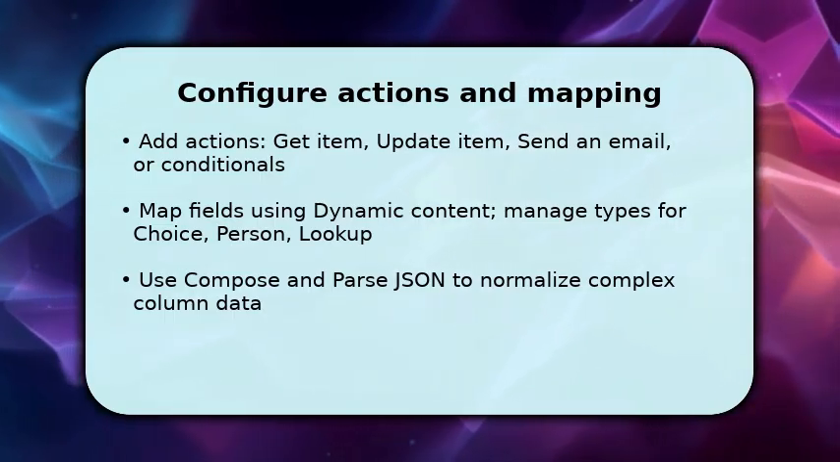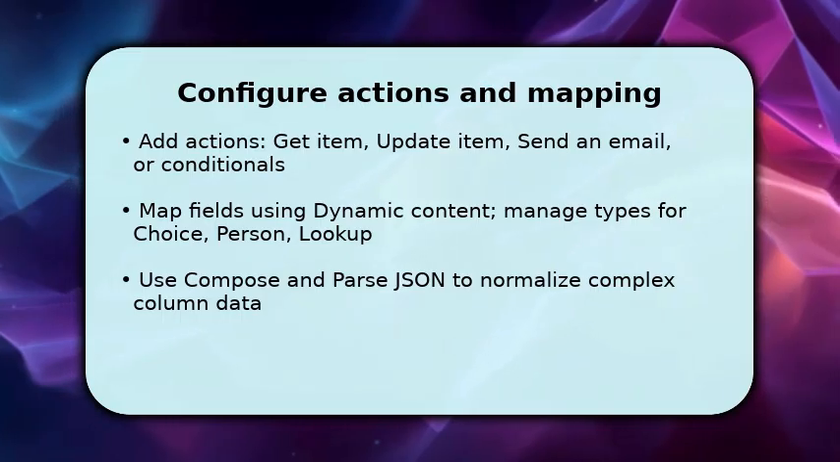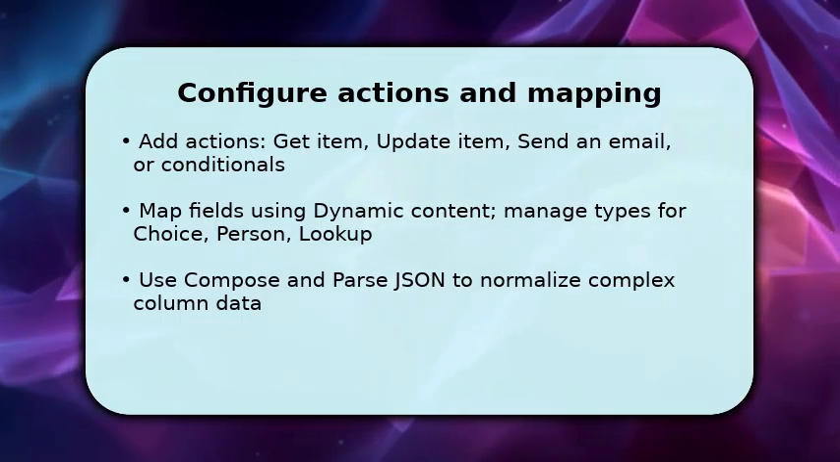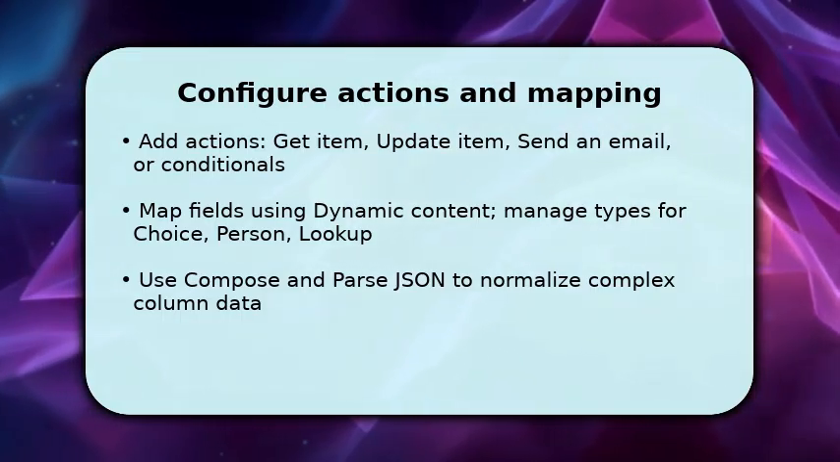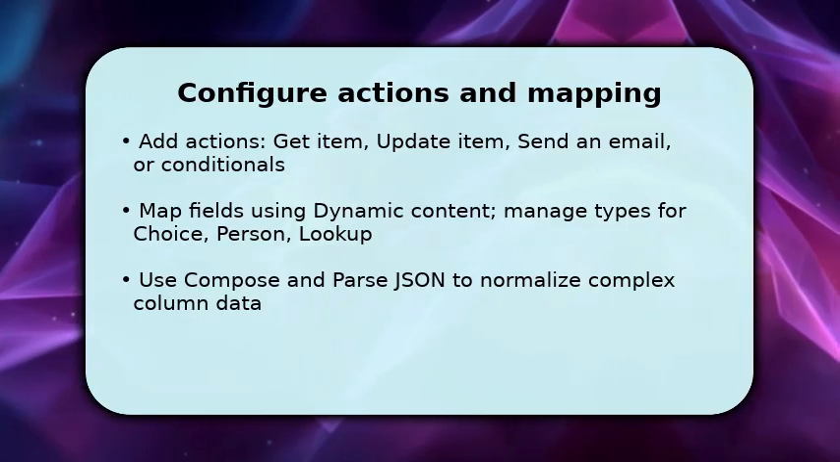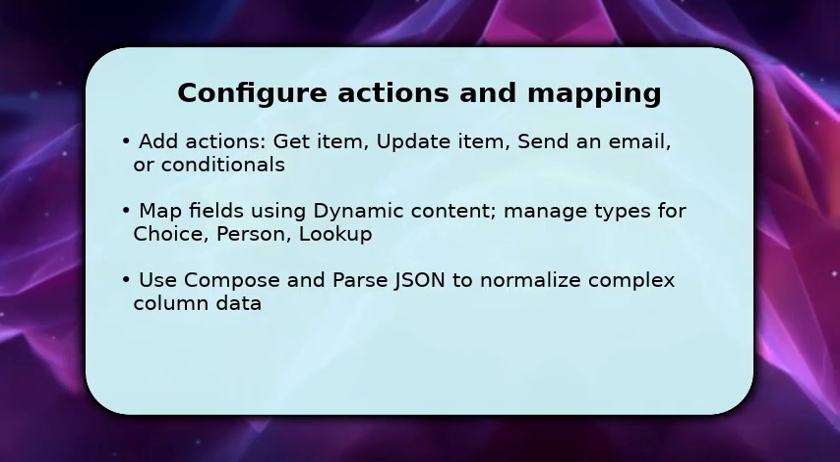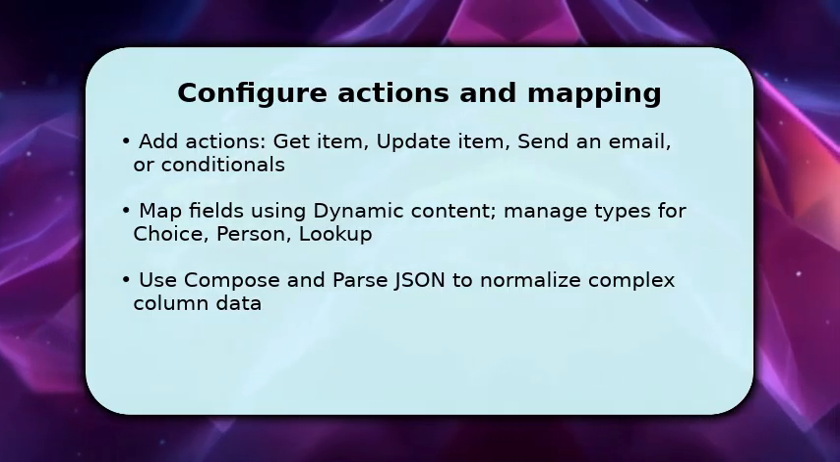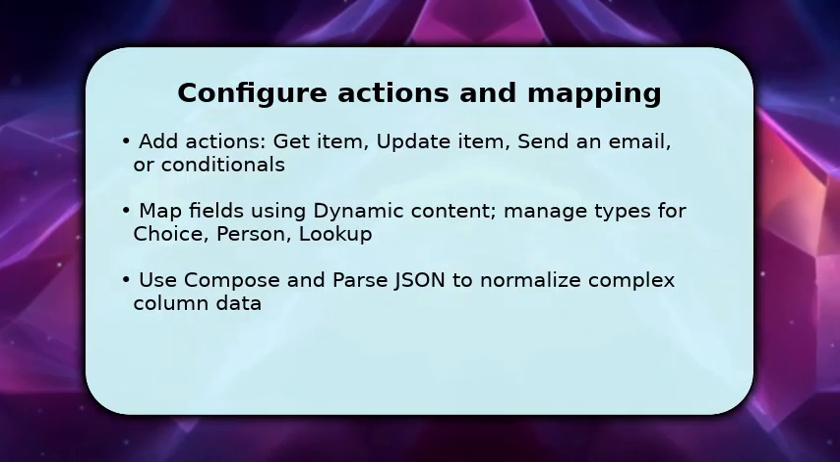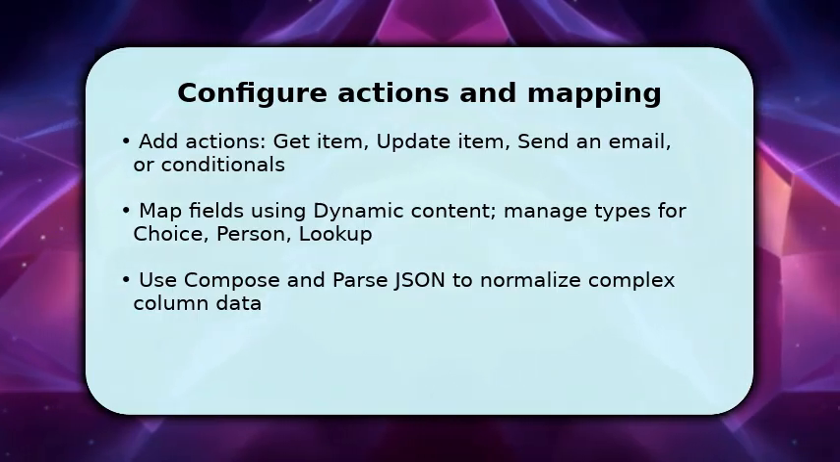Map SharePoint columns with dynamic content. Make sure Choice, Person, and Lookup fields are handled with their correct subproperties such as email or ID. For complex JSON or arrays, use Compose and Parse JSON to extract values. Make sure to add error handling paths and set concurrency control if multiple updates may collide.